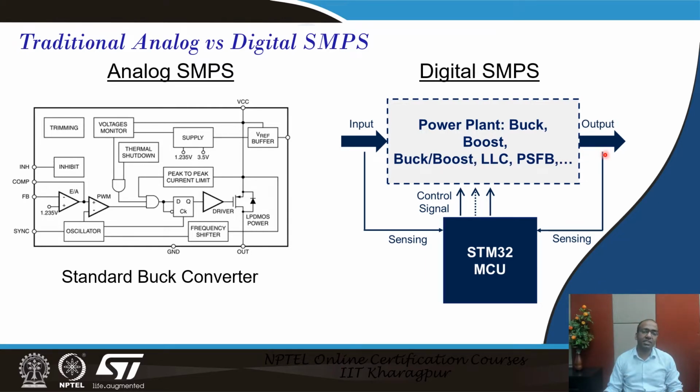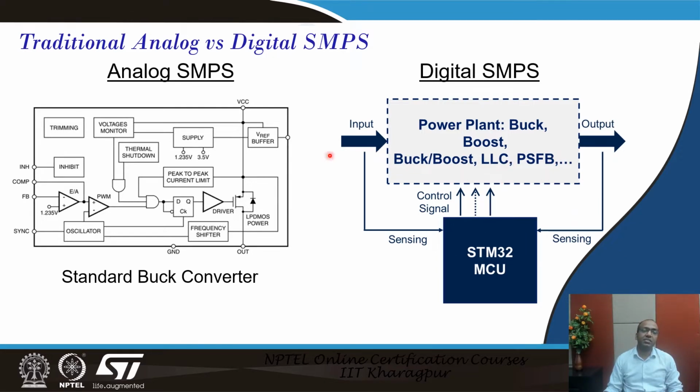Consider a first case: if we want to change the output voltage. In analog SMPS, the set reference value is fixed, so we need to change the external hardware resistors to change the output voltage. While in digital SMPS, we only need to change the set reference value, which can be easily changed in the firmware, and correspondingly our output voltage can be changed.